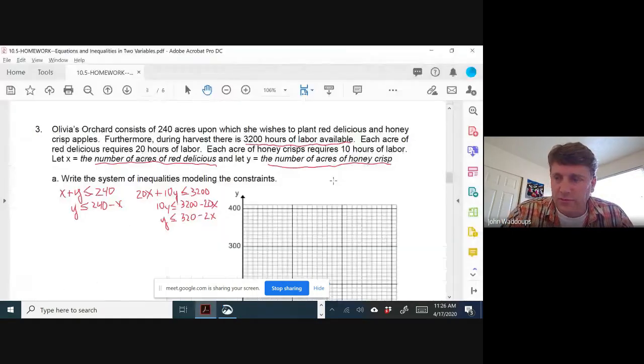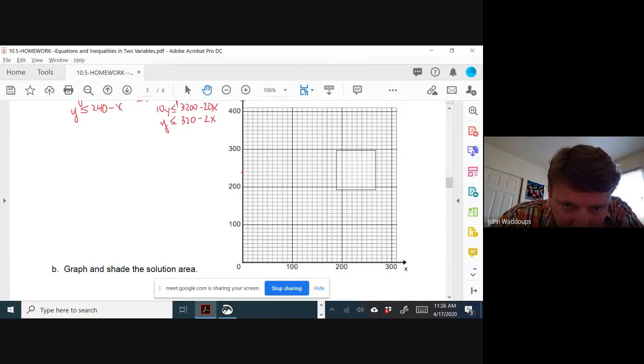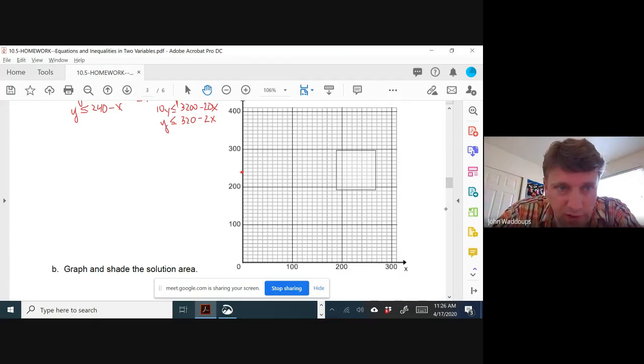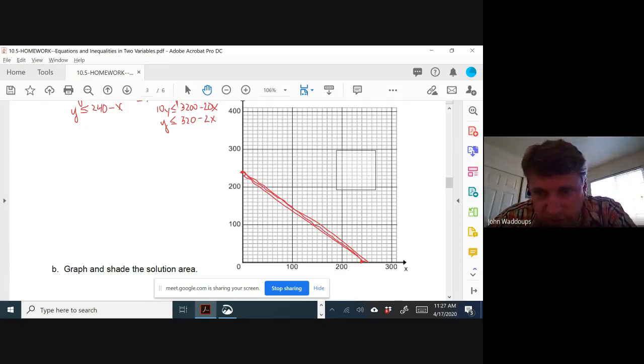So if I go back to my graph, I'll go up 4 here. 240 is what the y-intercept is for this first equation. If x is 0, then y is 240. And if y is 0, then x is 240. If you're doing this on paper, you can use a ruler. I would suggest you do. Trying to freehand it doesn't make it come out very nice.